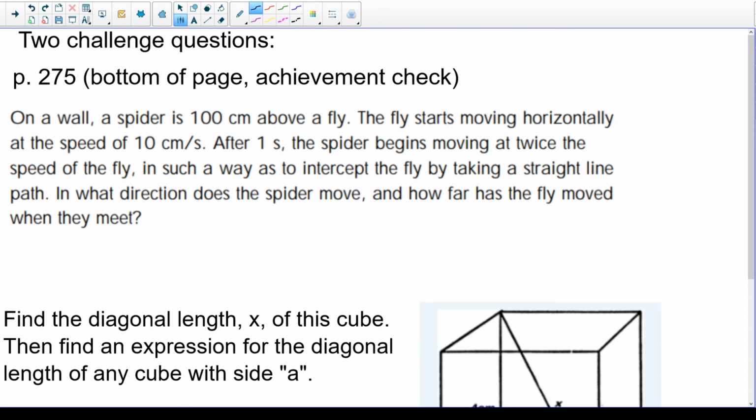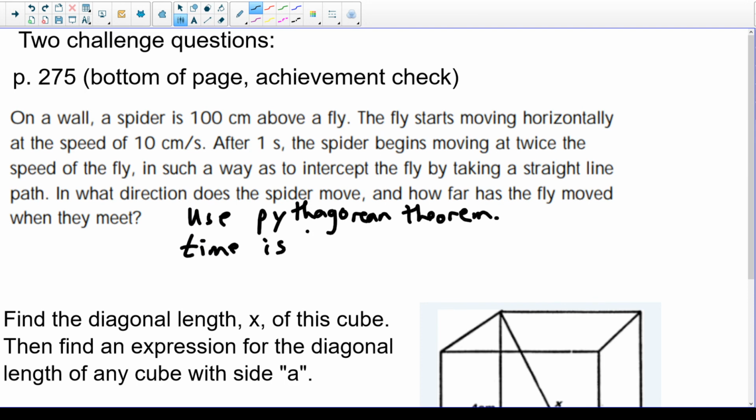Now, I would consider this a level 4++ difficulty level question. And I'm going to give you a few hints, okay? So here's the first hint. You're going to have to use the Pythagorean theorem to get started. Here's the second hint. Time is the variable. And here's the third hint. If velocity is equal to distance over time, that means distance is equal to velocity times time. And that's all I'm going to give you for now.